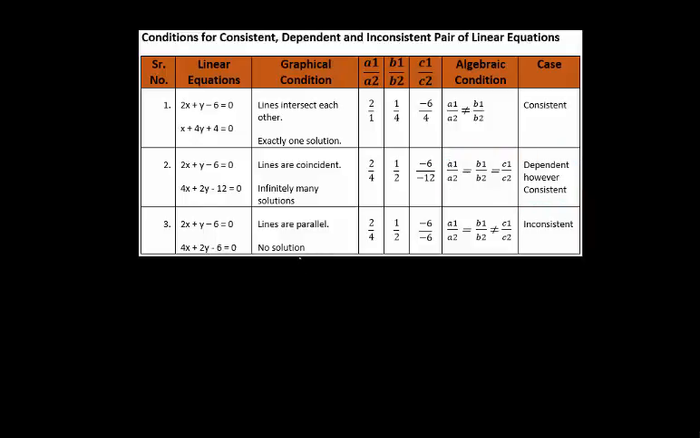Now in case of parallel lines, the ratio of coefficient of x and y, that means a1 by a2, is equal to the ratio of coefficient of y, that means b1 upon b2, but it is not equal to the ratio of constant terms. In this case, the linear equations are inconsistent. Now that means by looking at the coefficients and the constant terms and by taking ratios, one can easily determine if the pair of linear equations has a consistent solution or dependent solution or inconsistent solution.